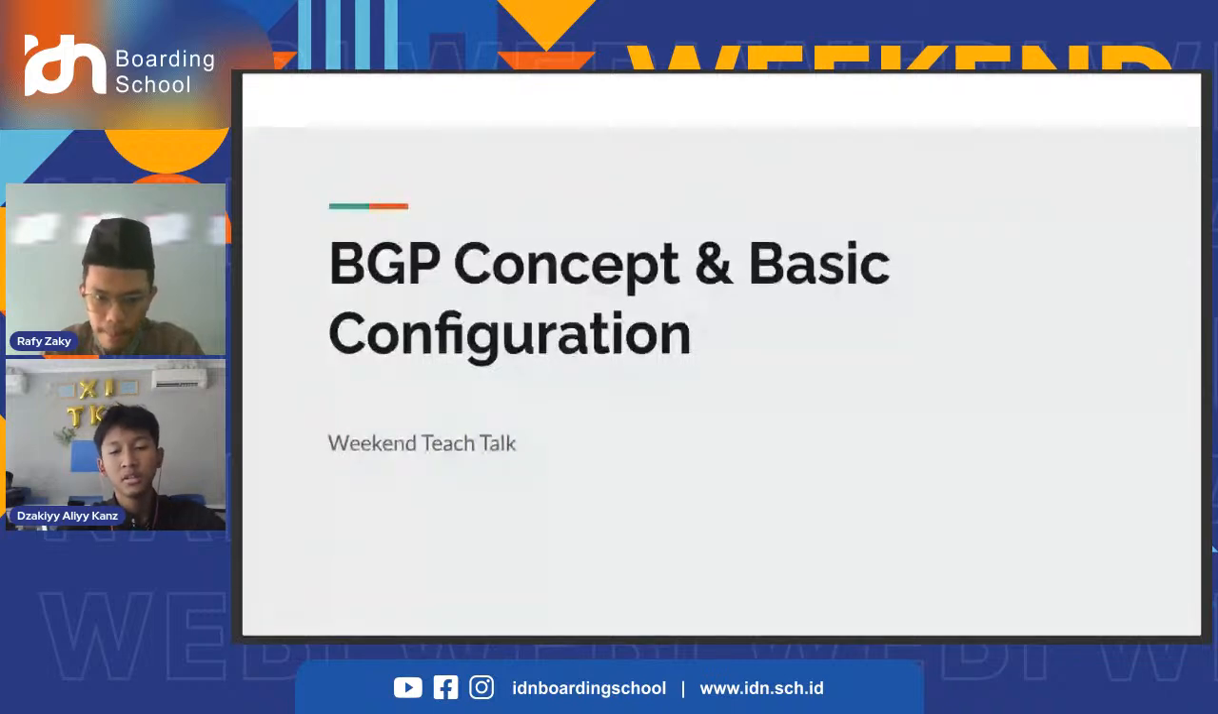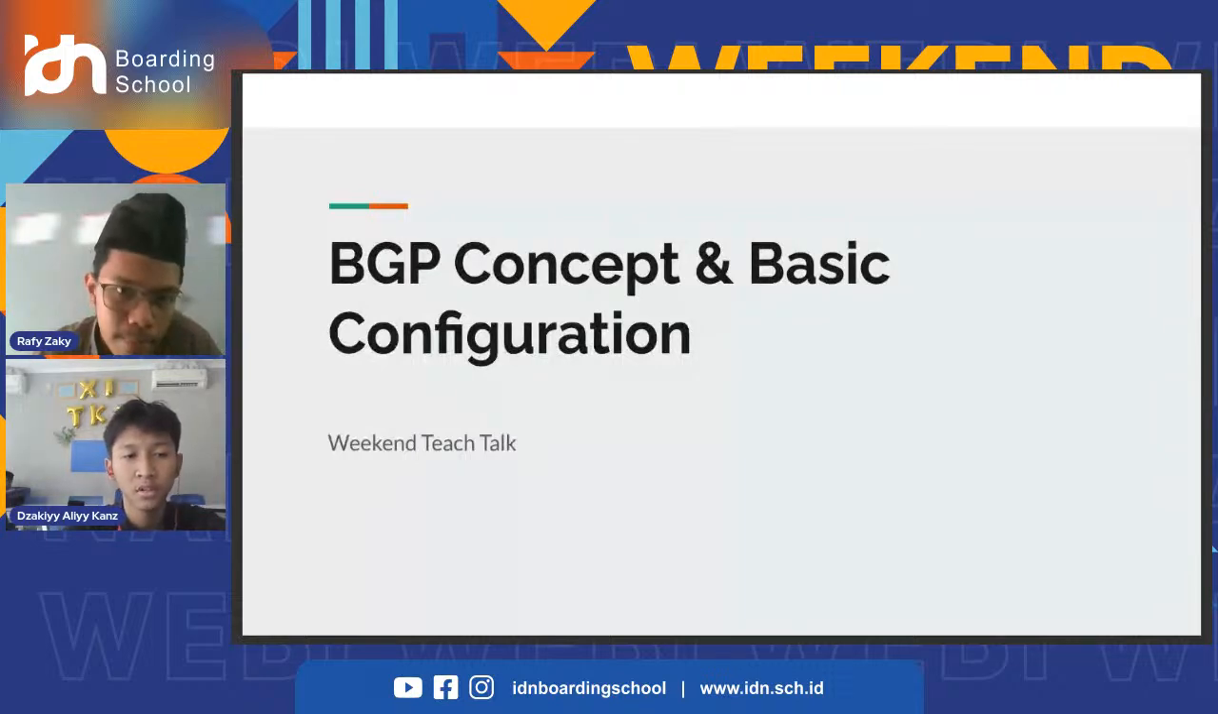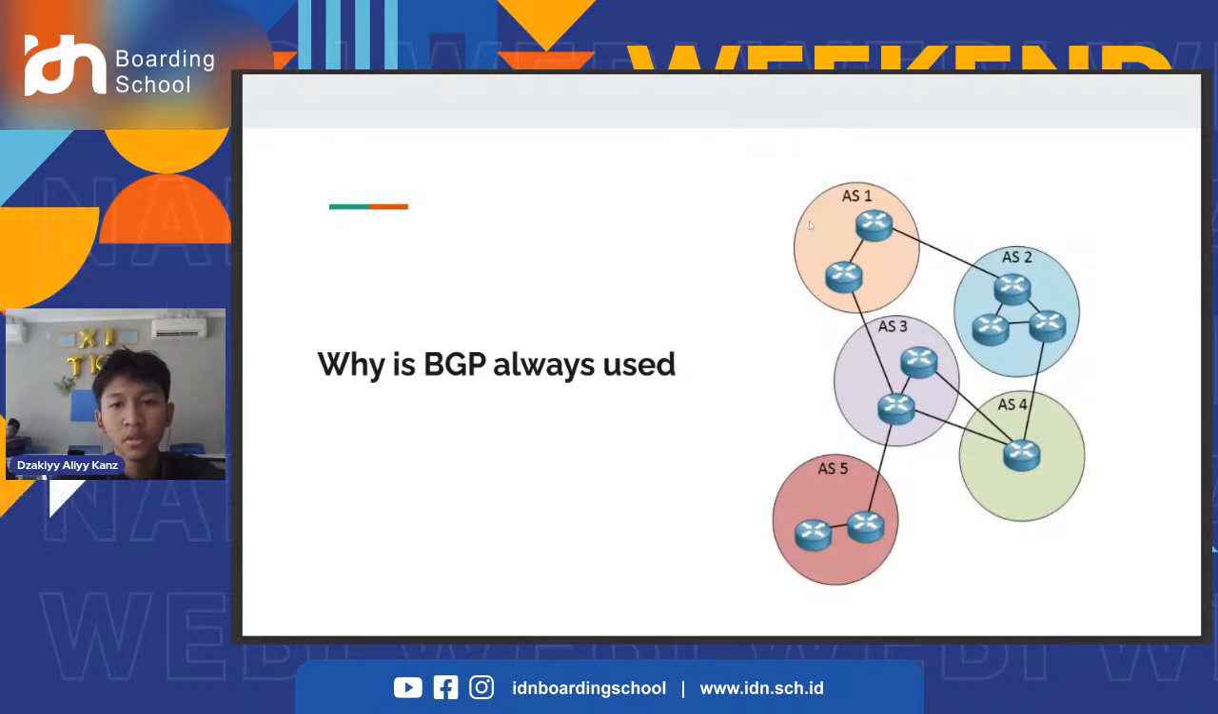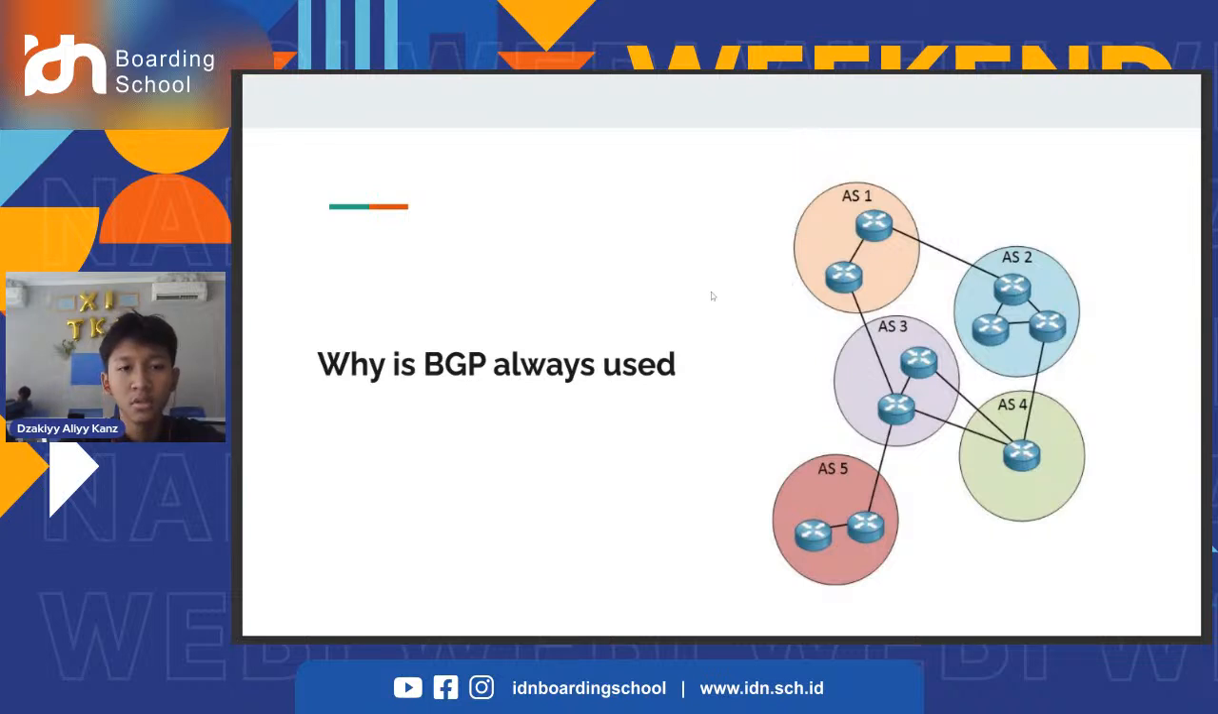Okay, going directly to the slide with the title BGP concept and basic configuration. I'll go into the first slide. Why is BGP always used? If some people ask why we should use BGP for our routing protocol, why we always use BGP for our router, and why we don't use a normal routing protocol such as OSPF, EIGRP or RIP, another routing protocol.